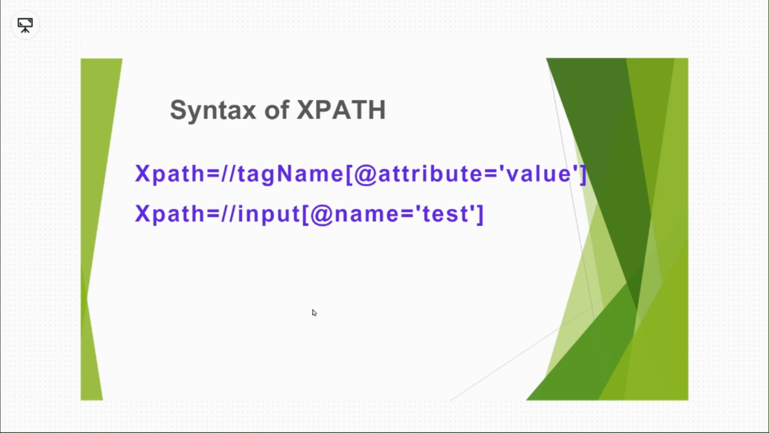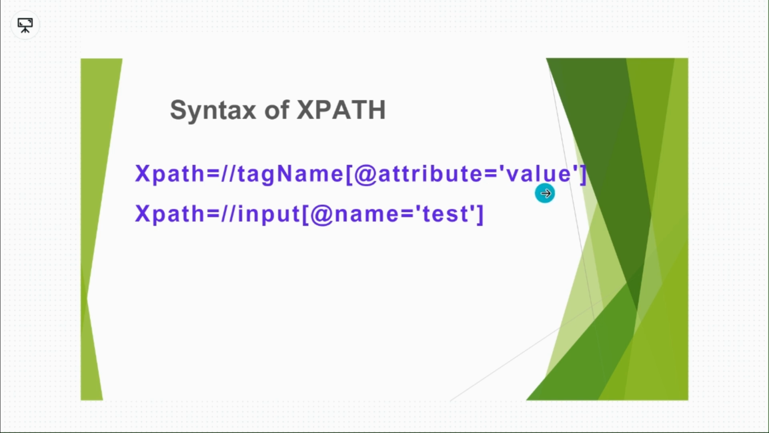Now when we are talking about XPath, this is the syntax of XPath. Because XPath uses multiple functions, the syntax could be different for different functions, but this is one generic one. So how do we use XPath? XPath starts with a double slash. If you see here, it is starting with the double slash, and then we add a tag name, and then a square bracket, at the rate, attribute name and attribute value, and then the bracket closes.